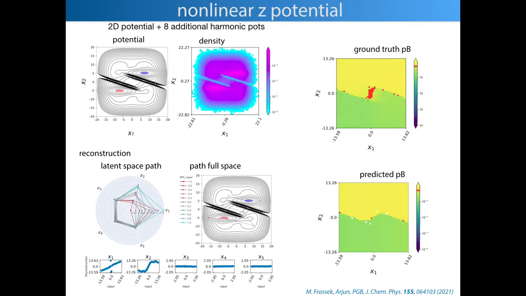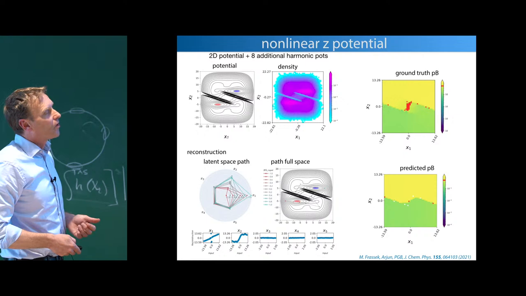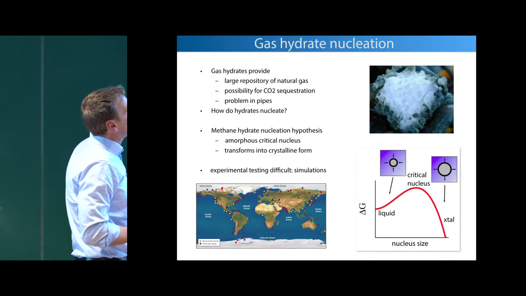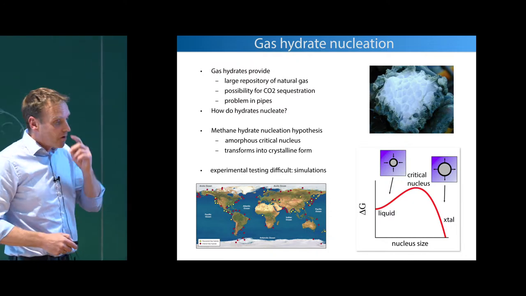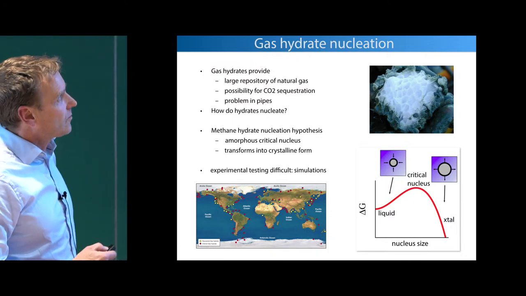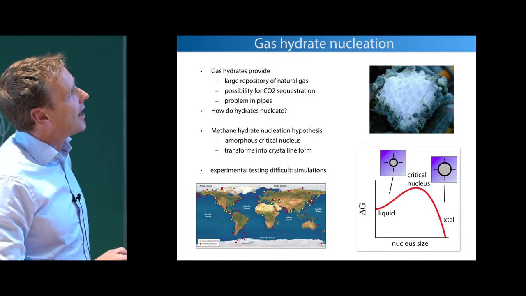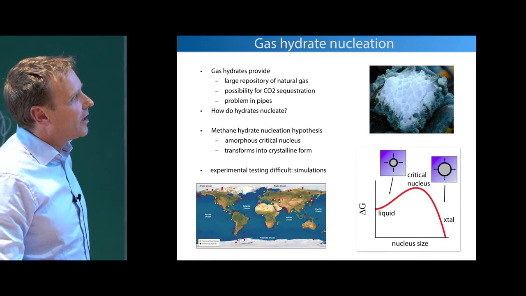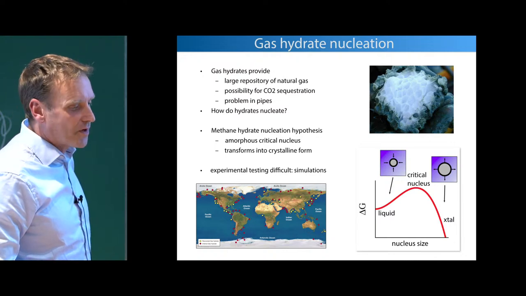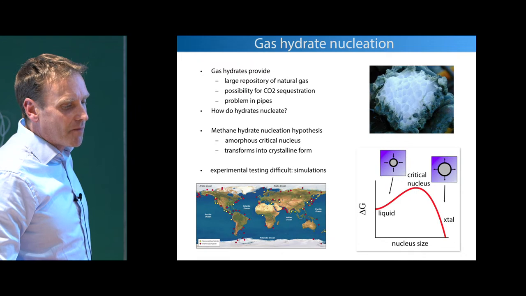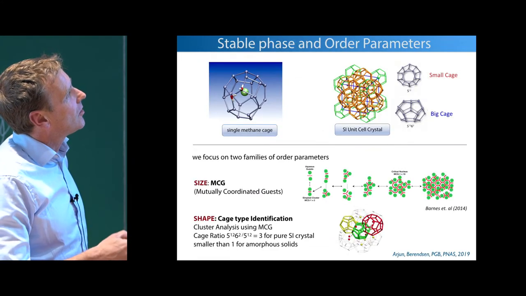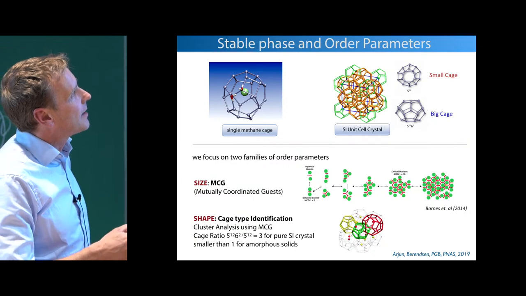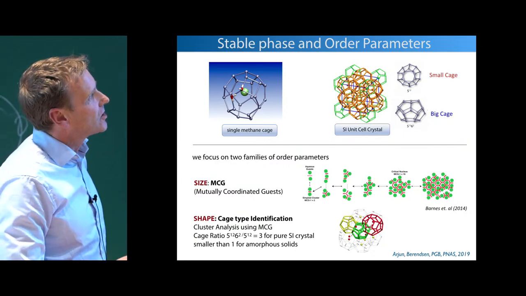And so the next thing is to apply it to something more complex. And that more complex, in my case, was the gas hydrate nucleation. And for that, I will go quickly through some background slides here. So we applied it to hydrate nucleation, where we wanted to go from liquid to a crystal. And I think I'm skipping some slides here. So you can see how one methane is being encapsulated by water molecules to stabilize a certain crystal structure. So here's the S1 crystal.